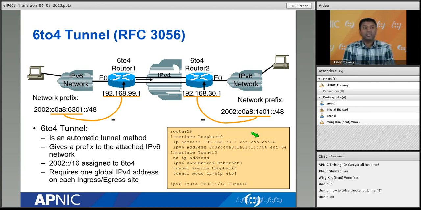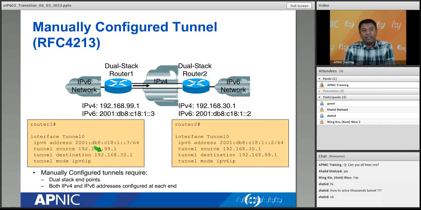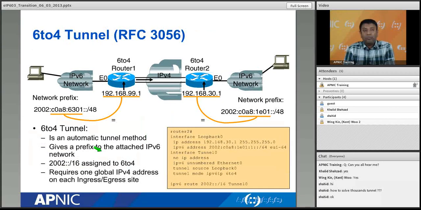Now we'll see 6to4 tunnel. So 6to4 is an example of an automatic tunnel, right? In an automatic tunnel, the tunnel source is configured manually, but the tunnel destination is not configured the way we did in the previous example. In the automatic tunnel, we don't configure the tunnel destination. That will be discovered automatically. Let's see how a router can discover the tunnel destination automatically.